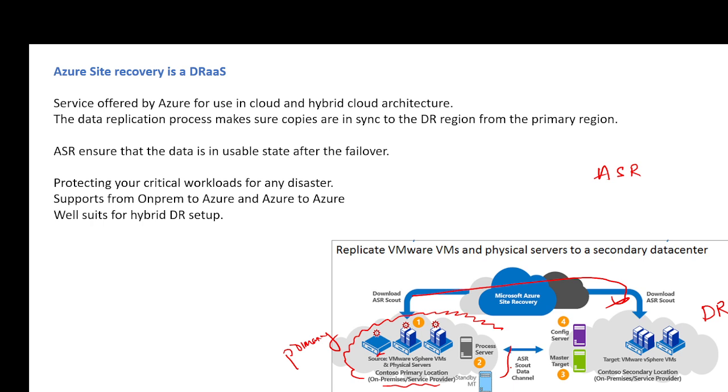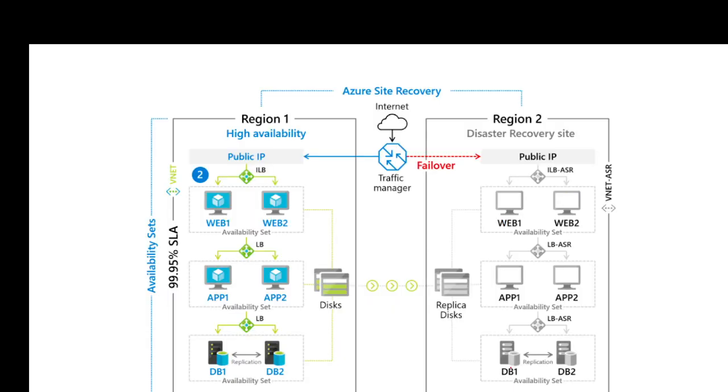But in cloud it is very easy. It is just a click of a button. I'll show you that. If you look at this solution, here we have two regions: region 1 and region 2. Region 1 is your primary region, region 2 is your failover region or secondary region.